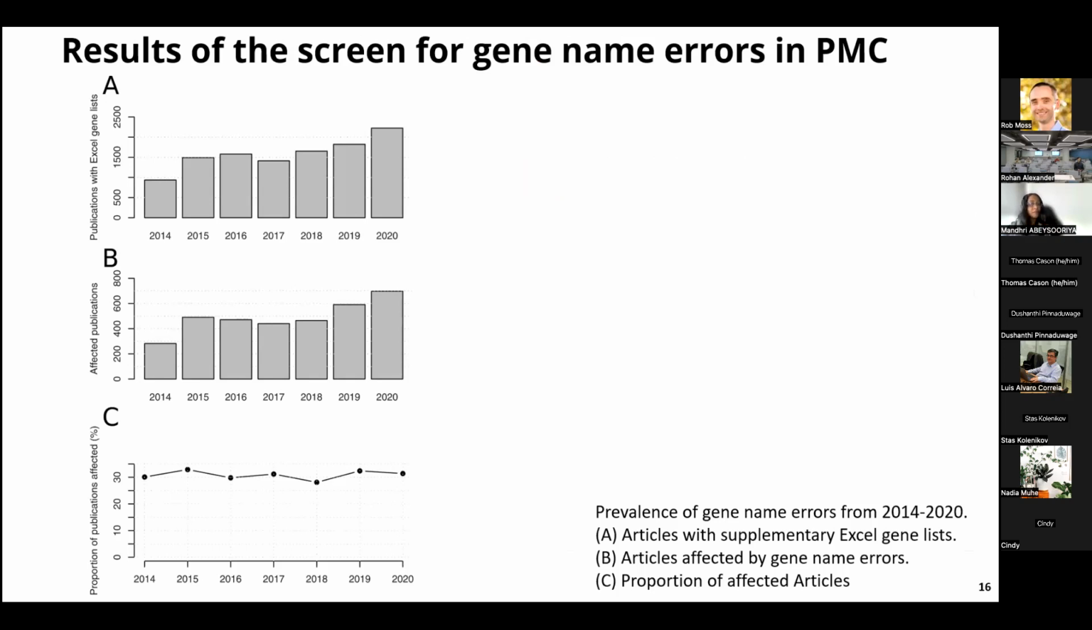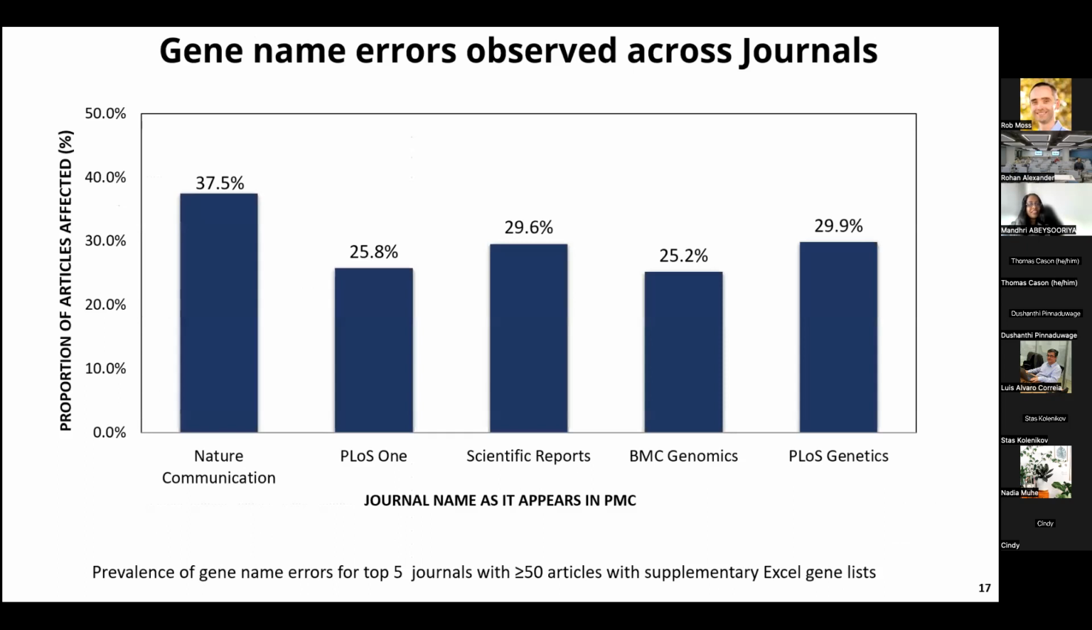Figure C represents the proportion of the affected articles from 2014 to 2020. As you can see, there's not much fluctuation in the proportion of the affected articles, even though this issue was addressed in 2004 as well as in 2016. So this is the result for the prevalence of the gene name errors across the journals.